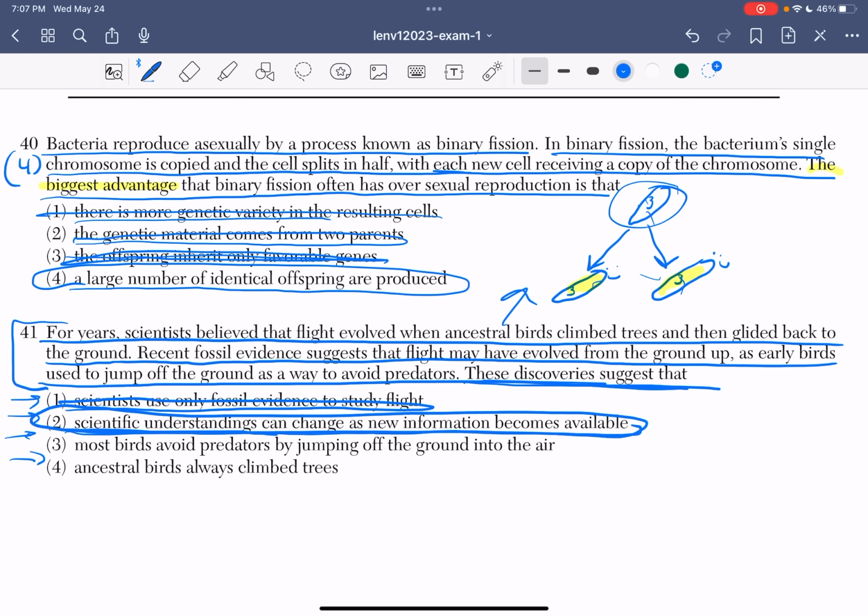That is very, very true. We can only theorize with the proof that we've gotten on Earth. When we get new information, we then can change the understanding of things that we once thought was different. Most birds avoid predators by jumping off the ground into the air. This is incorrect. Ancestral birds always climbed trees. And how do we know that? We don't have enough information for that. So for 41, the best answer is 2.